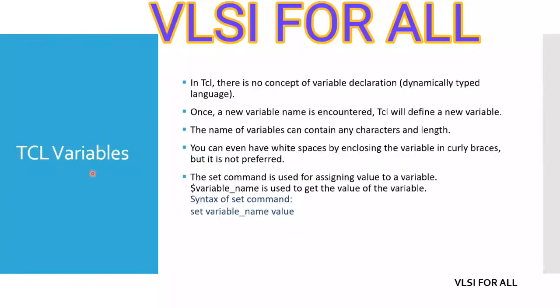Let's look into variables and how to declare variables, or what are the different types of variables. In TCL, there is no concept of variable declaration. If you want to declare a variable called A, you can just set it to any value. You don't have to say that A is a variable anywhere. If you just use the command set a to 2, it's going to take the value 2 to a and declare it as a variable.